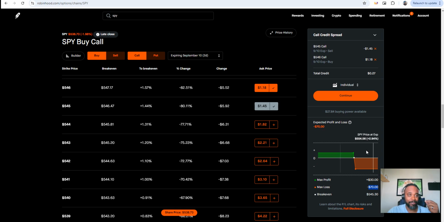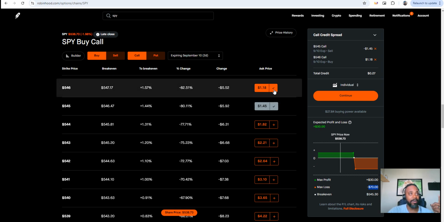Okay. So when you look at this graph here, if this thing goes, let me scroll below 545, you'll make $30 by expiration. If it goes the opposite way and it starts to go above that, now your premium is going to get ate up and you could potentially lose $70 by expiration. But again, you can still buy your way out of it. Okay. So very, very important to know.